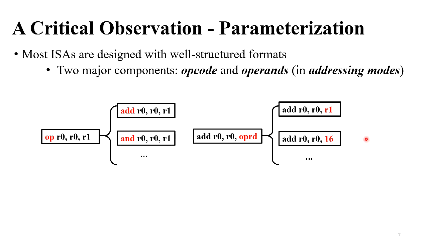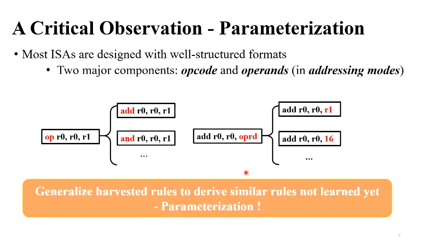It implies that if we have learned the rule for the AND instruction, we can apply the rule to other ALU-related instructions as well, even if they have not appeared in our training set yet. The key here is to abstract the opcode and the operand components and apply similar translation rules to those opcodes and operands of the same type. We call this abstraction process on opcodes and operands parameterization.